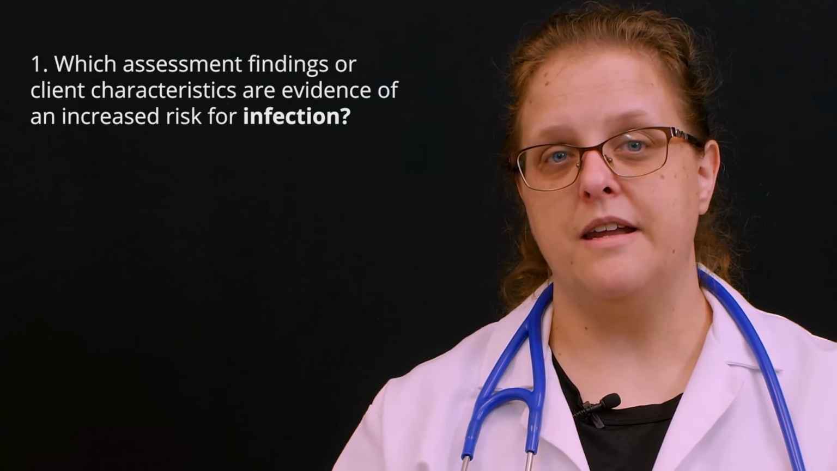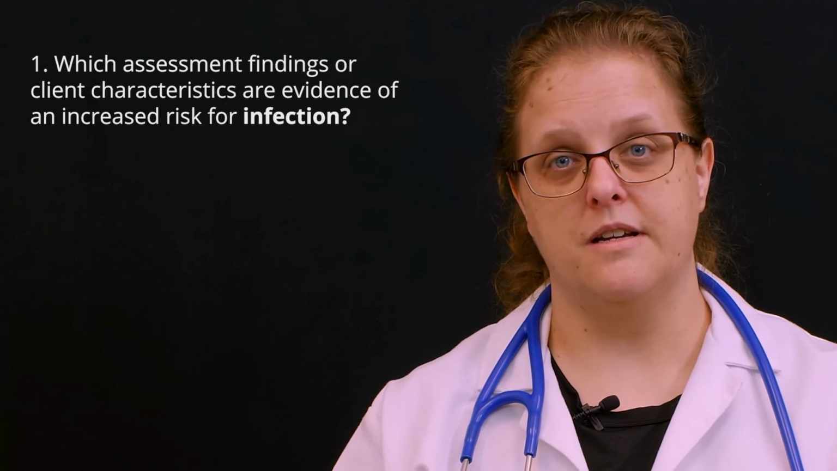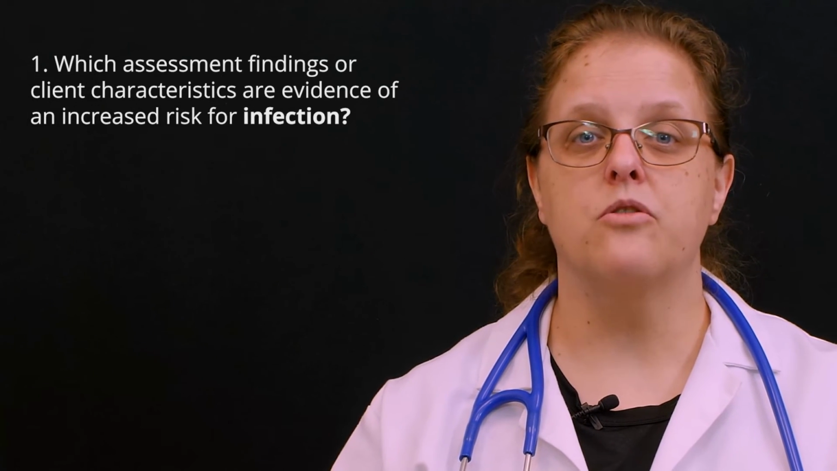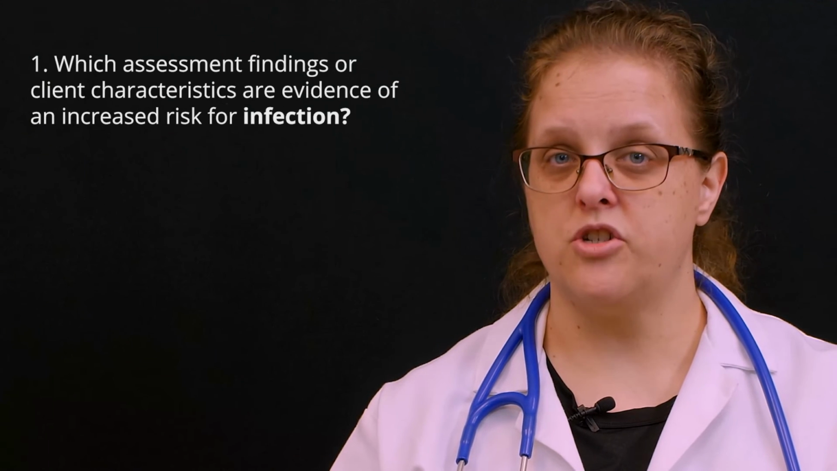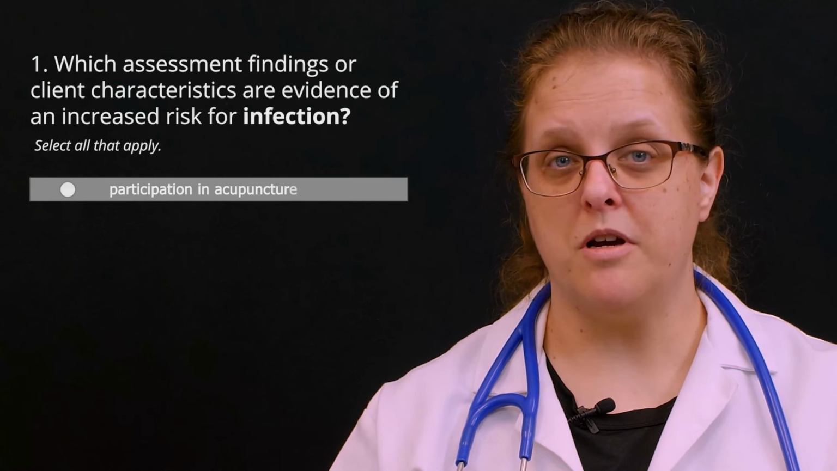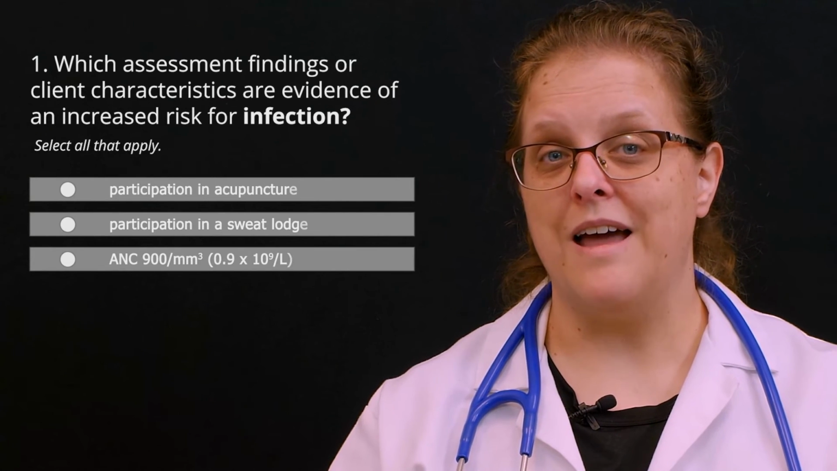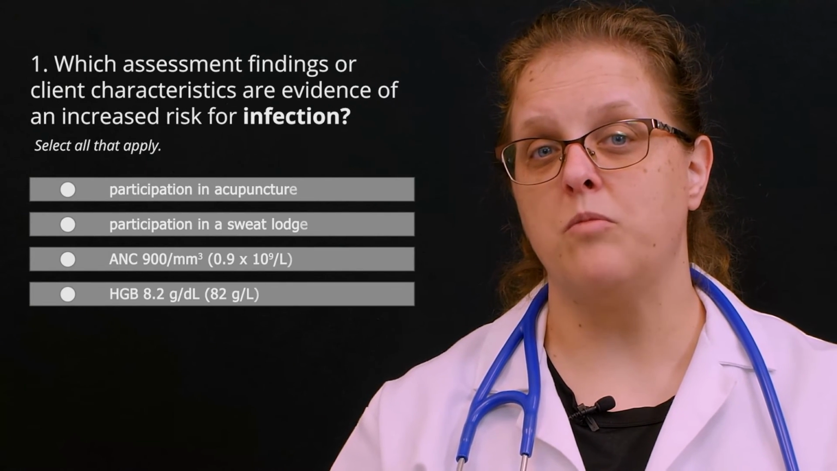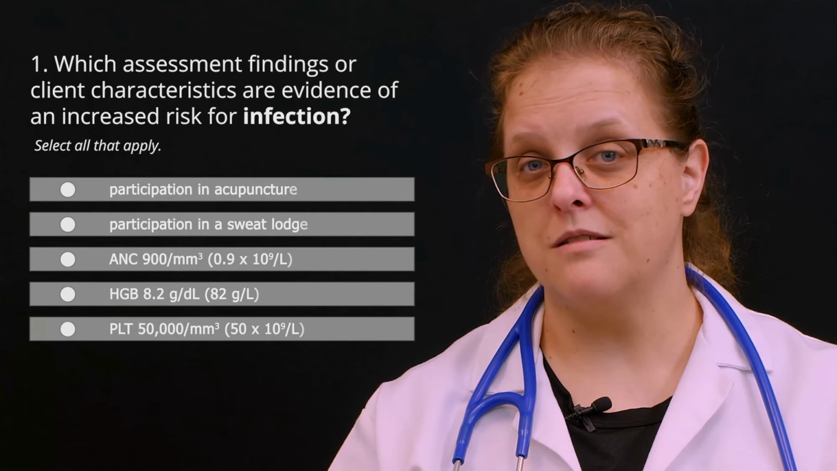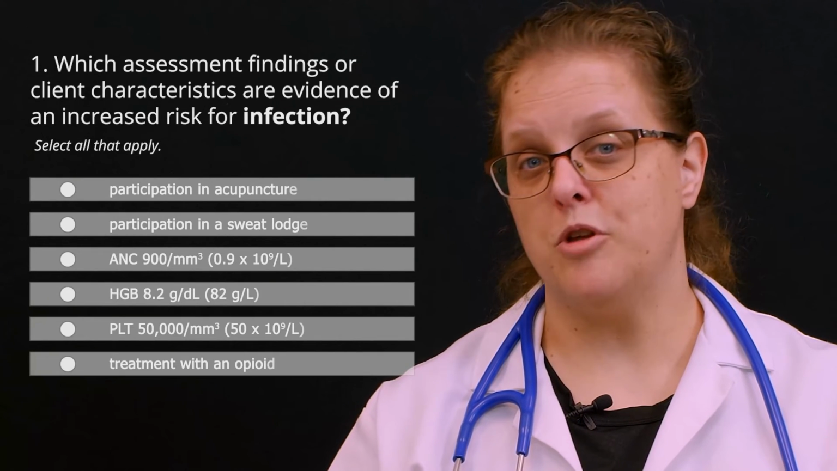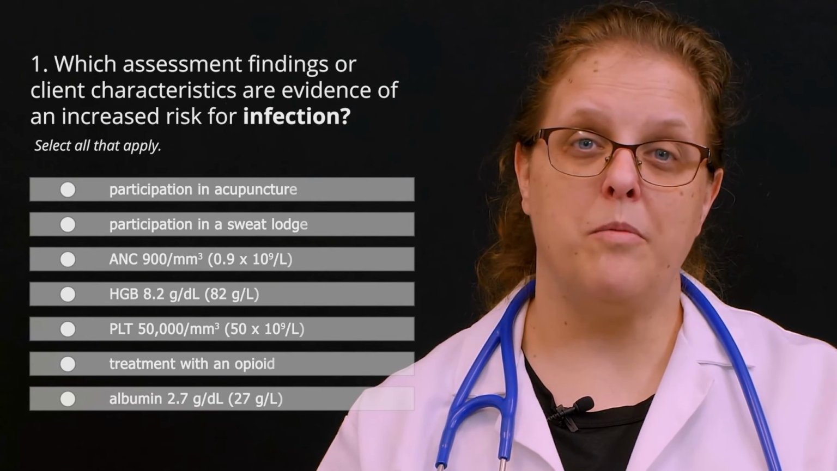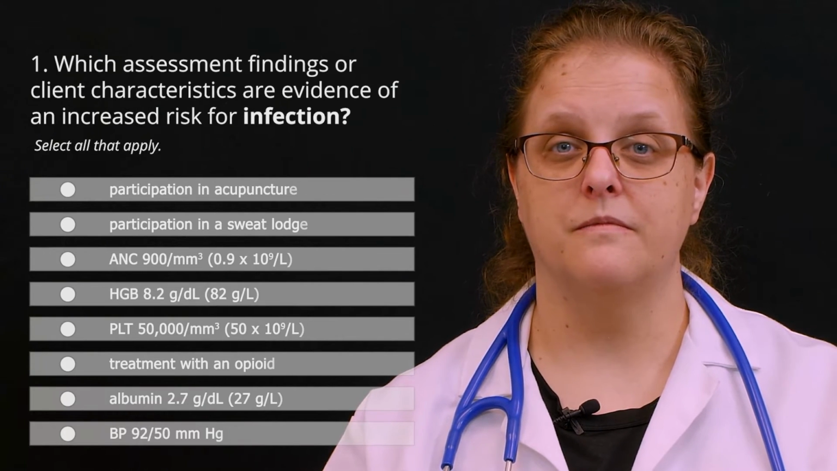Which assessment findings or client characteristics are evidence of an increased risk for infection? Participation in acupuncture, participation in the sweat lodge ceremony, ANC of 900, a hemoglobin of 8.2, platelets 50,000, treatment with an opioid, albumin 2.7, or BP of 92/50.